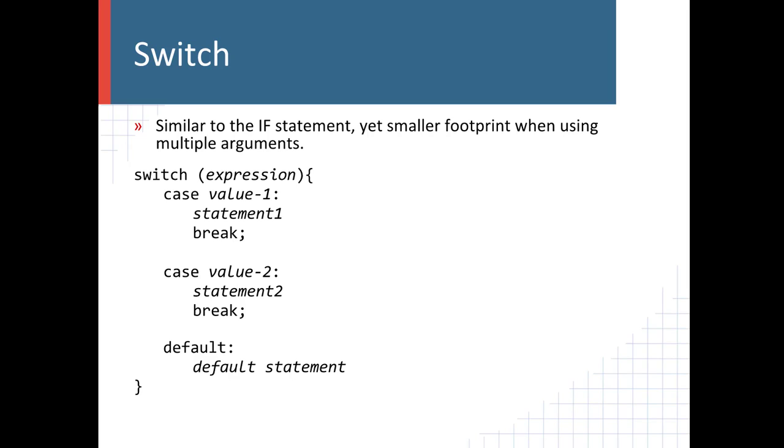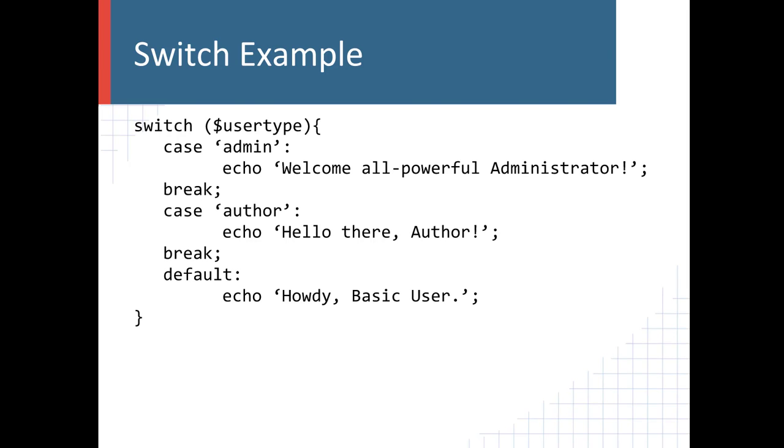Break is traditionally used at the end of each case. This is to let the program know that you are moving on to the next case comparison. So, we have a variable called userType. We can check on the userType's value. In this case, we're going to check to see if the user that's been logged in is an admin. We can then send them this message, "Welcome, all-powerful administrator." And then we use the word break to let the program know that we are done with the switch.